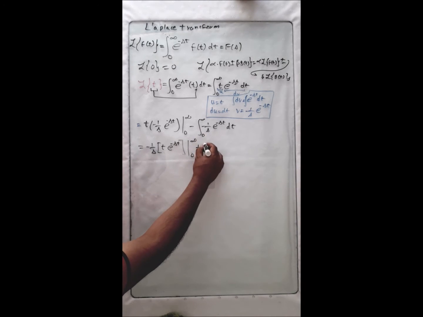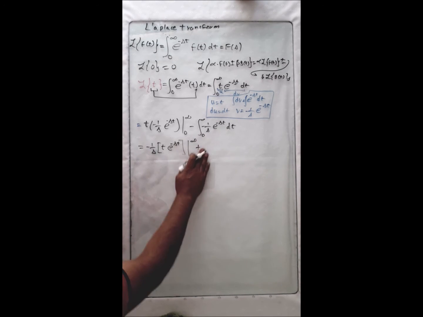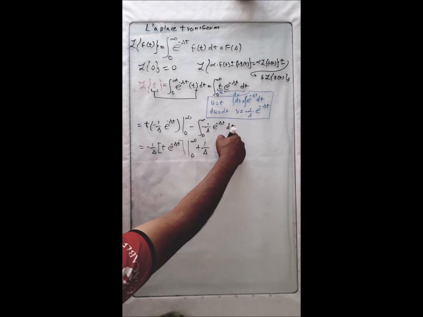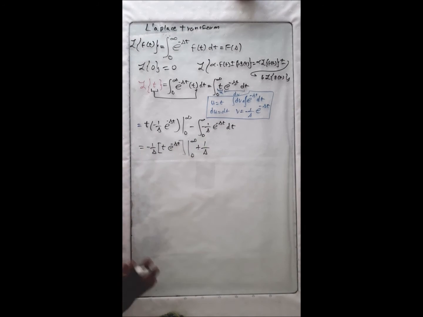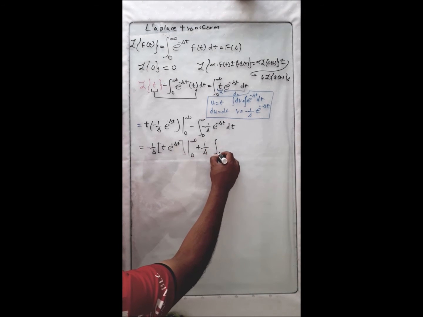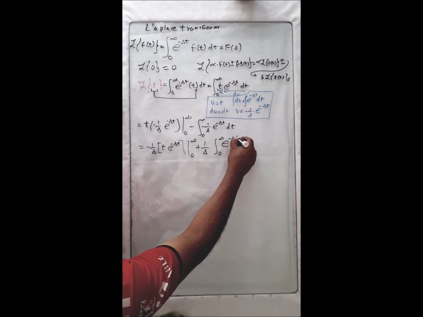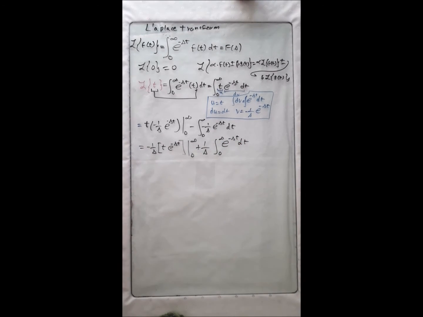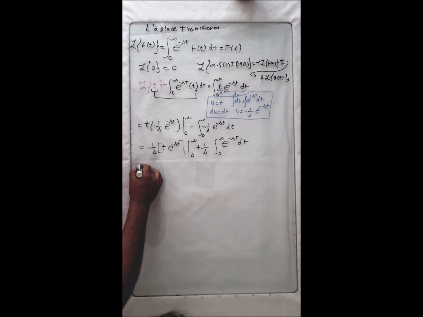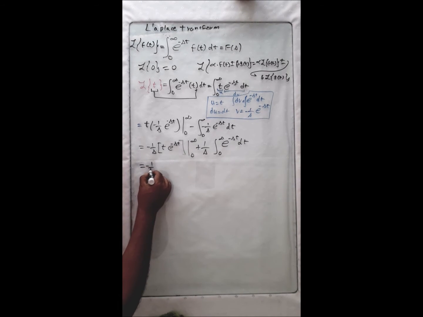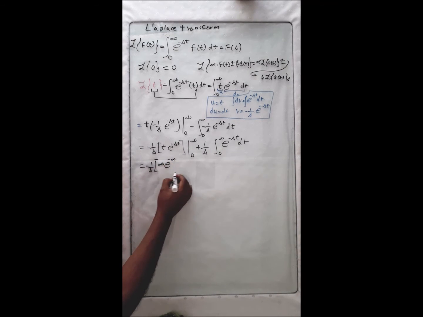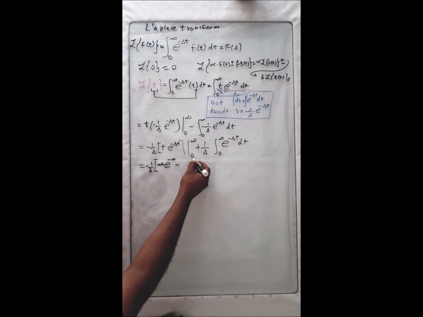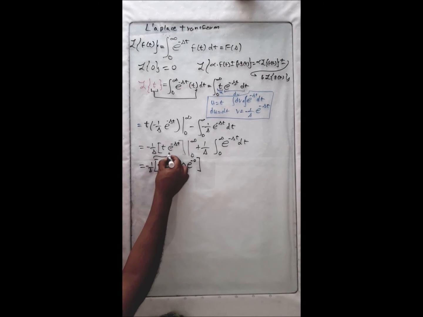The 1 over s can be taken outside. Don't forget that here the variable is t, and it doesn't matter what the value of t is, the s is constant. So it's going to be the integral from 0 to infinity of exponential minus st dt. Now let's do the upper limit minus the lower limit. It is going to be minus 1 over s, then the upper limit infinity times exponential minus infinity, minus the lower limit 0 times exponential of minus 0. Okay, so this is just for this part.